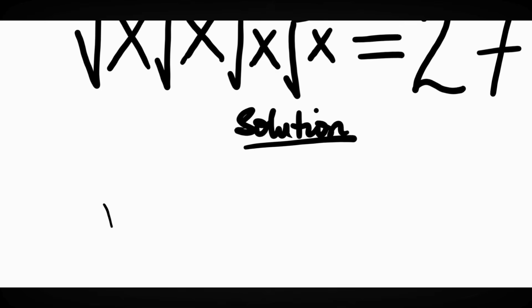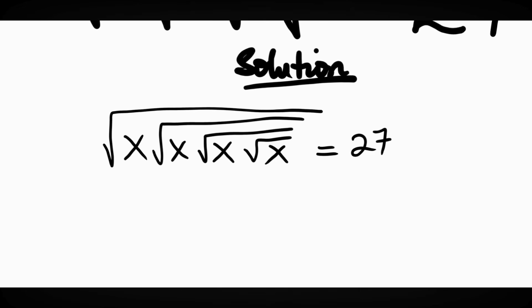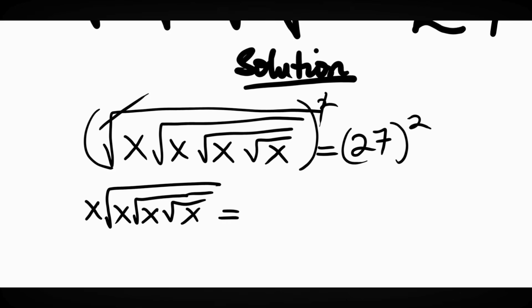So we have the root of x, root of x, root of x, and the fourth one equals 27. So we start by squaring both sides. If we square both sides, the 2 cancels out the square root. So we have x, root of x, root of x, root of x equals 27 squared.